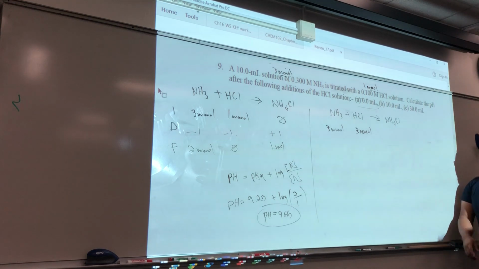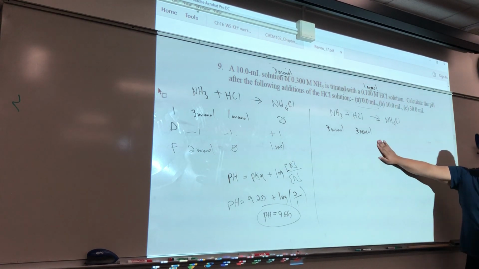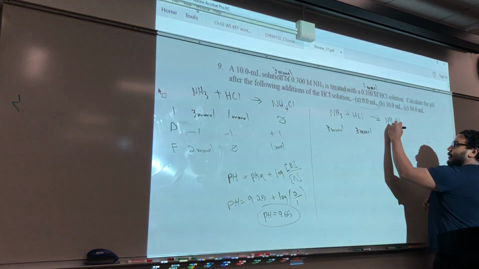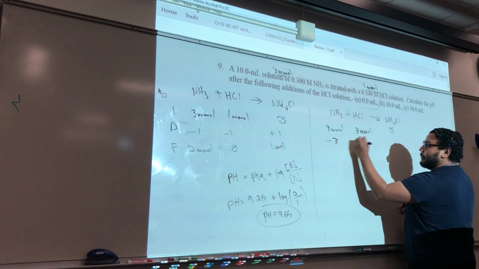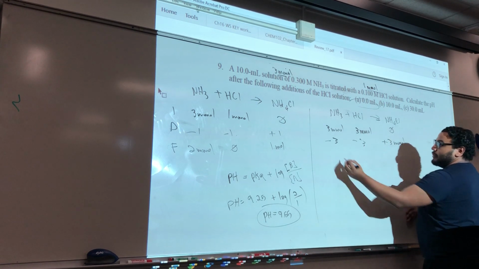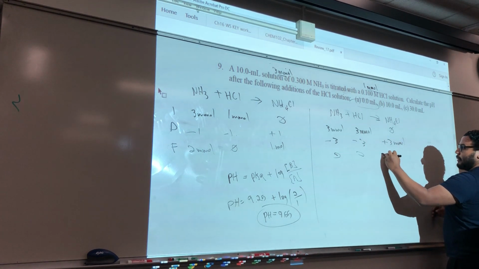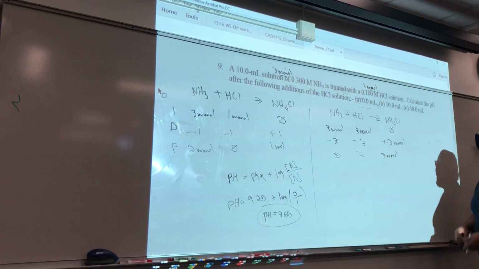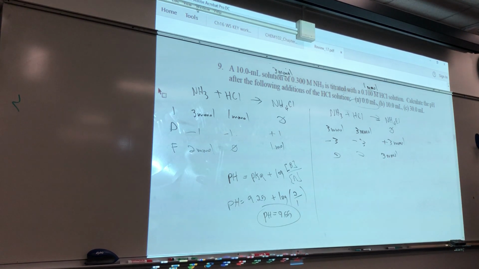So we're at the same problem as before, right? We have the same mole amount, so we're at the equivalence point. So that's -3, -3, plus 3 millimole. So 0, 0, and 3. Great. So now we need to convert this to molarity.